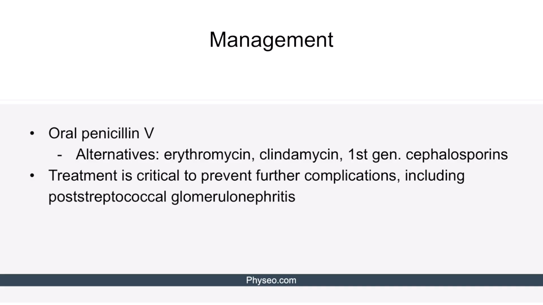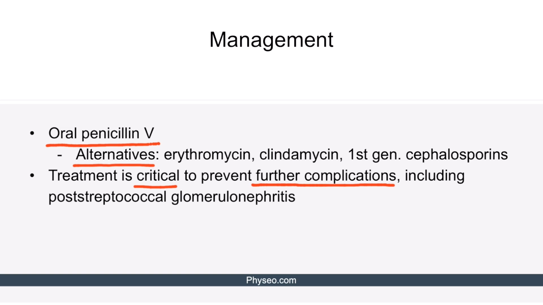So how do you treat it? Well, first-line management of scarlet fever is simply oral penicillin V. Now, if that's not available, or if the patient has an allergy to penicillin, you may consider alternatives like erythromycin, clindamycin, or a first-generation cephalosporin, like cephalexin. Now, you gotta treat this. It's critical, because lack of treatment of scarlet fever can lead to further complications, such as post-streptococcal glomerulonephritis. And theoretically, you can prevent that kidney injury if you treat scarlet fever.